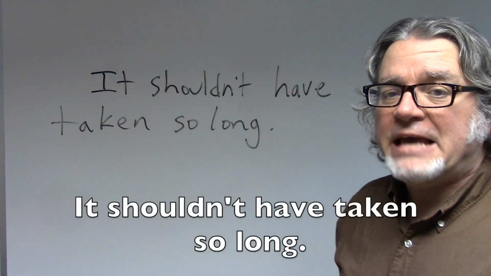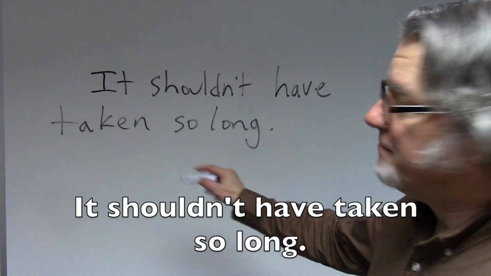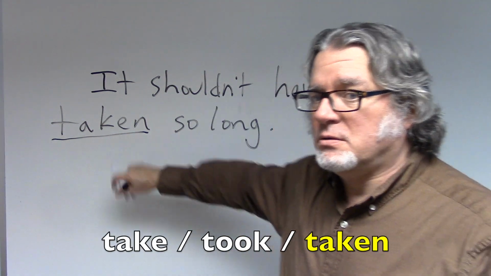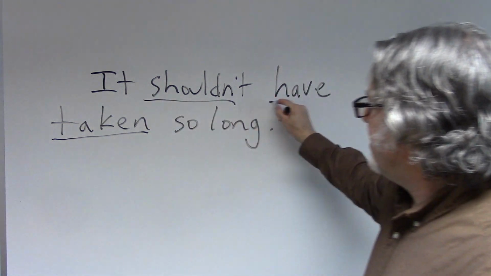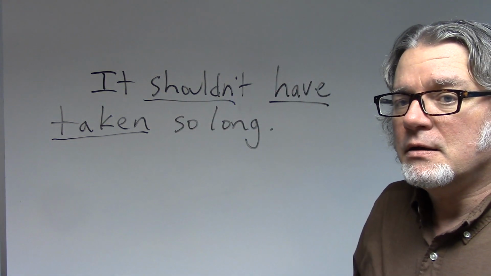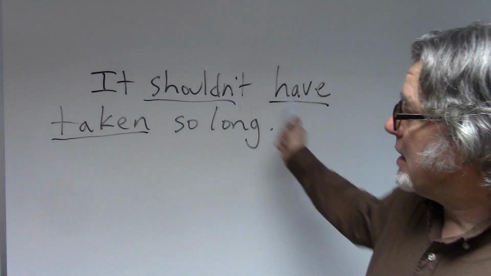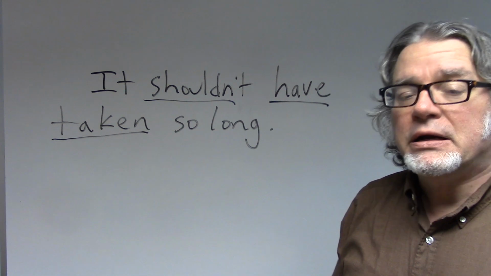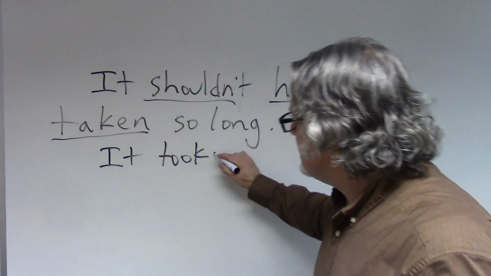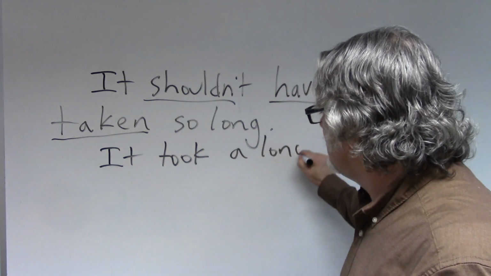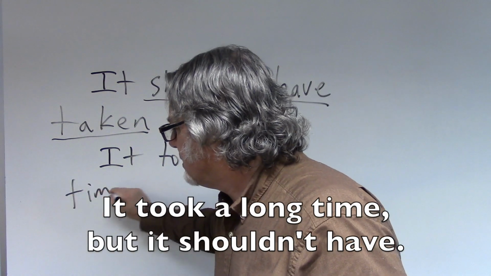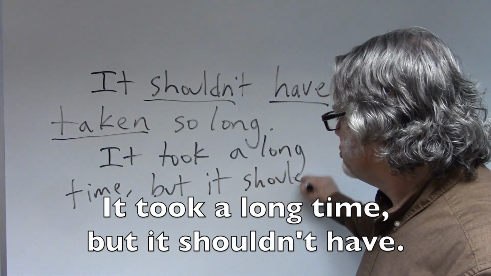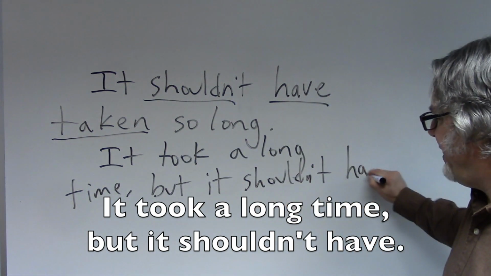It shouldn't have taken so long. The main verb take is in the form of the past participle, shouldn't have taken. So this means that whatever the activity was did take a long time, but it shouldn't have. It took a long time, but it shouldn't have.